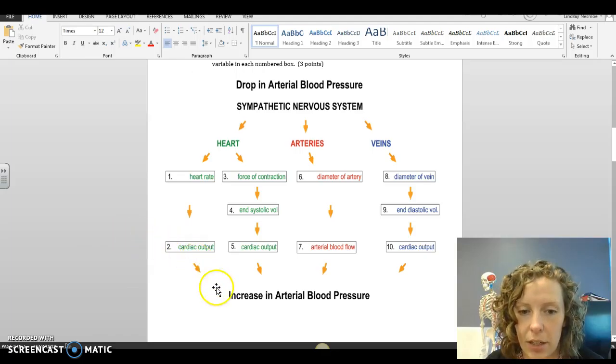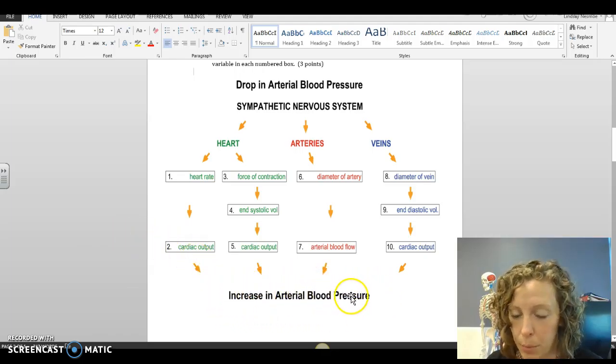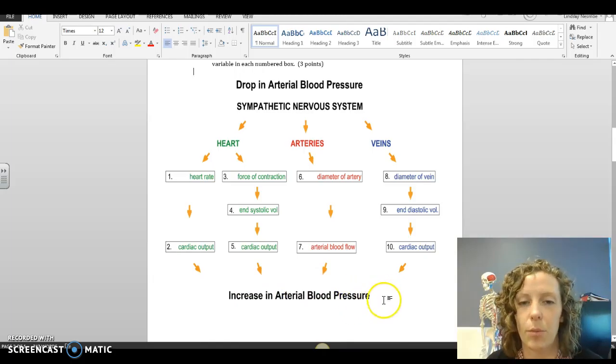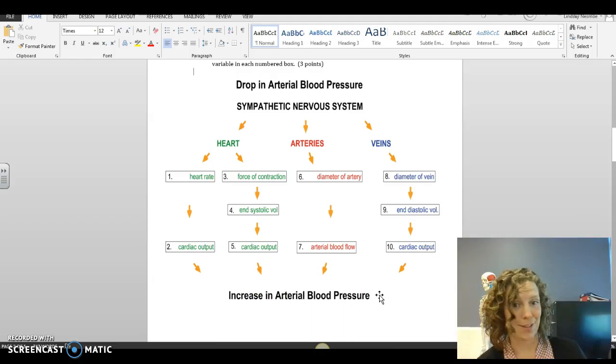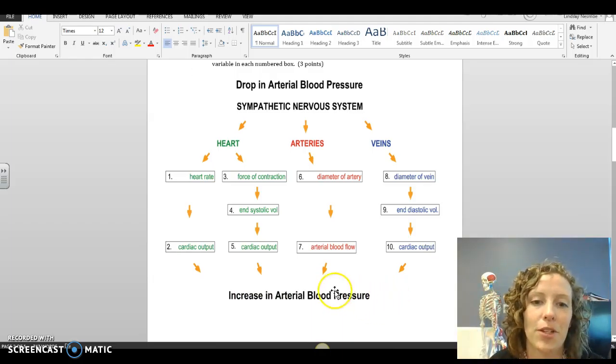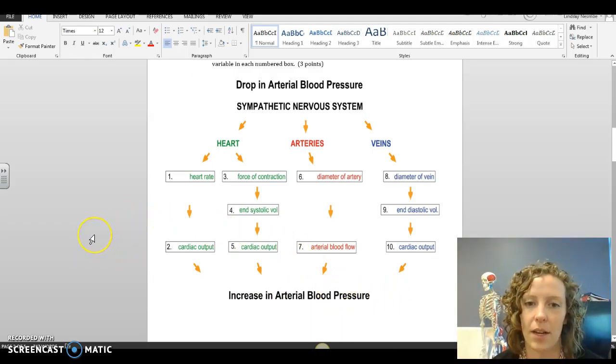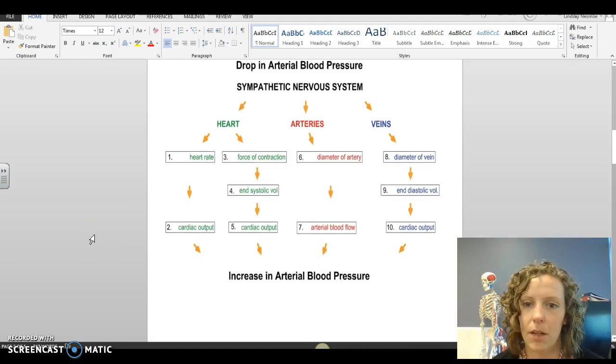And at the end here, we will see an increase in the overall arterial blood pressure. So to summarize that again, when your blood pressure drops, these steps 1 through 10 go in place to then increase that blood pressure, so to normalize you, to find homeostasis again. So if you have questions about that, let me know. Otherwise, hopefully this is kind of self-explanatory as you start to work through it.